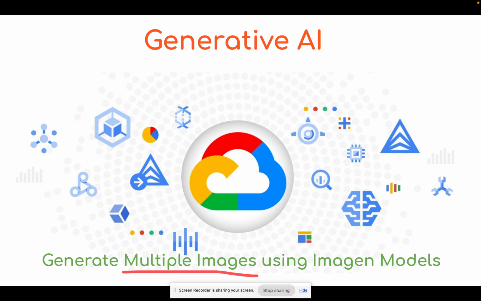So instead of that, if you can create multiple images at one time, you can select one of the pics out of that. And if you're still not interested, you can run it again. So in this video, let's see how we can generate multiple images.